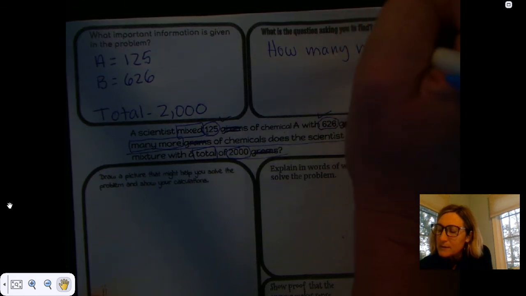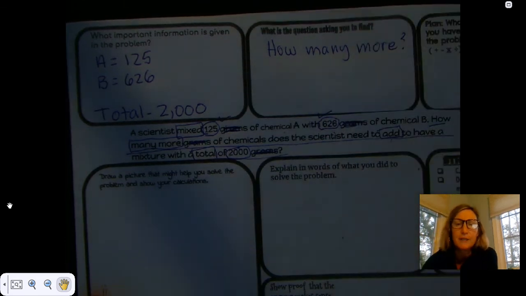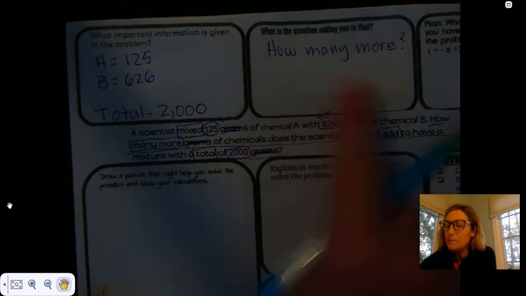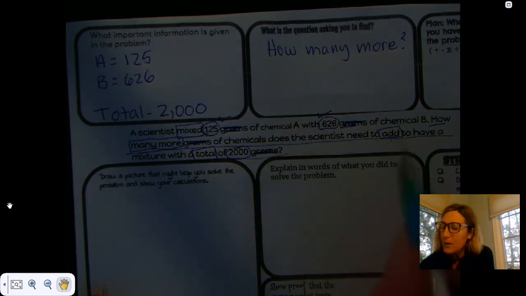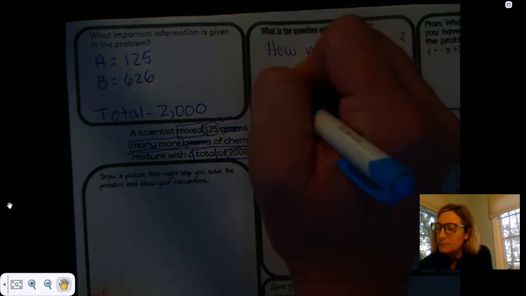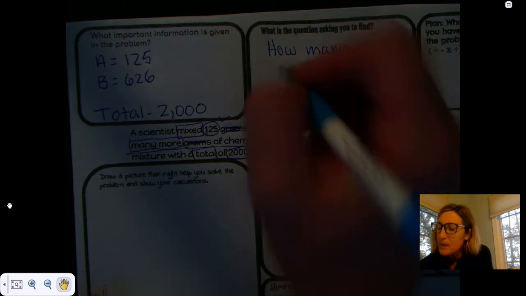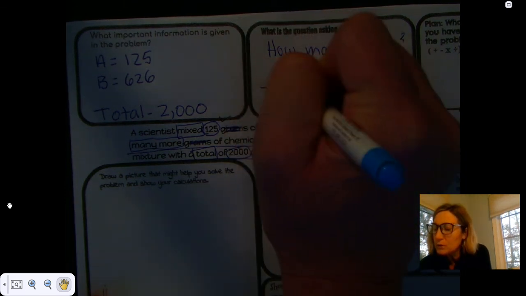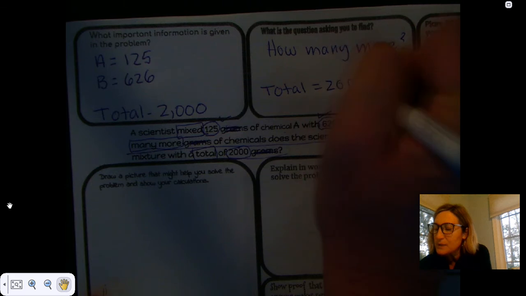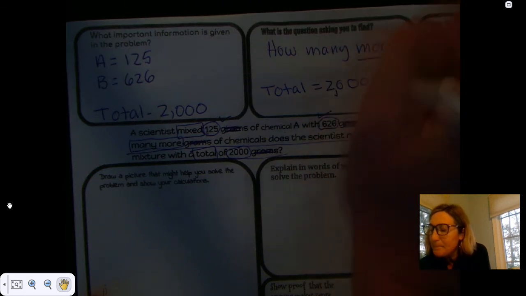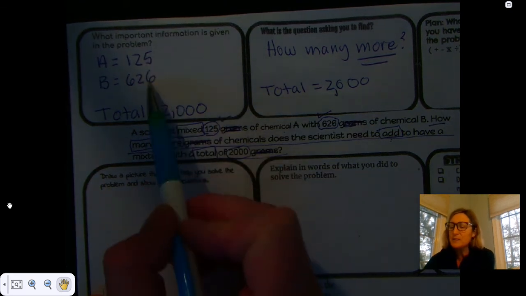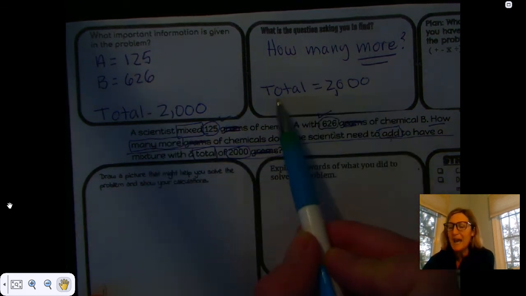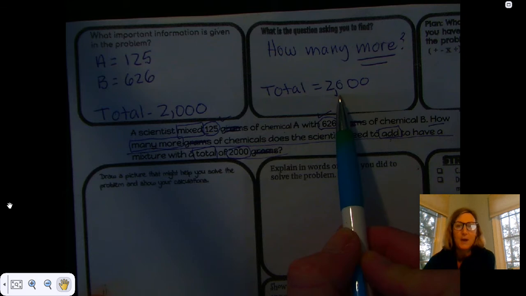And when you're doing this, this is really for you so you don't forget. You don't have to always use perfect sentences. This is more like a work sheet for you. And we know that it has to have a total of 2,000. So how many more? It's asking us how many more. If we add these chemicals together, how many more do we have to add to get the total of 2,000?